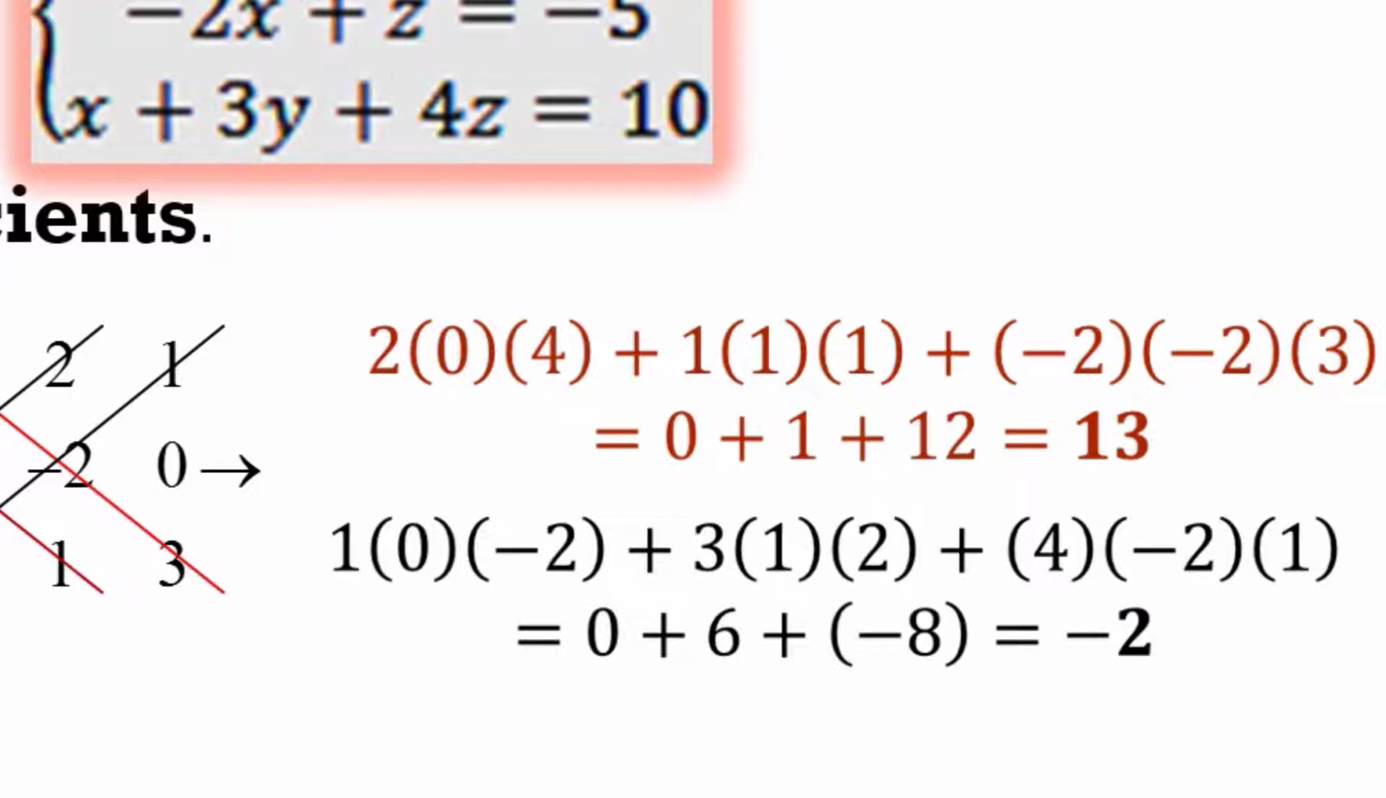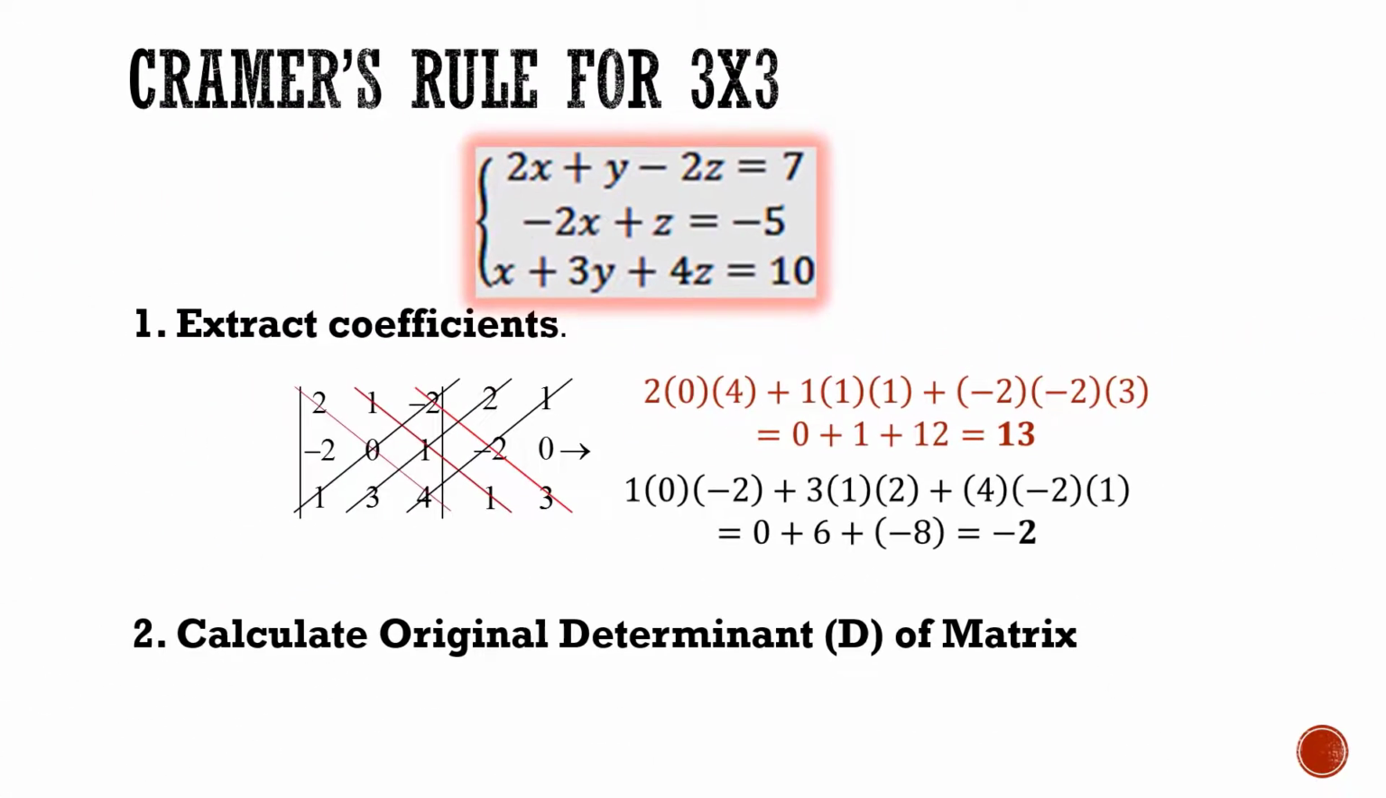So to get our original determinant, we multiply and add all the leading diagonals, which we got 13. Then we subtract the other diagonals, which we got negative 2. So our original determinant is 13 minus negative 2, giving us 13 plus 2, and so 15. Well done.